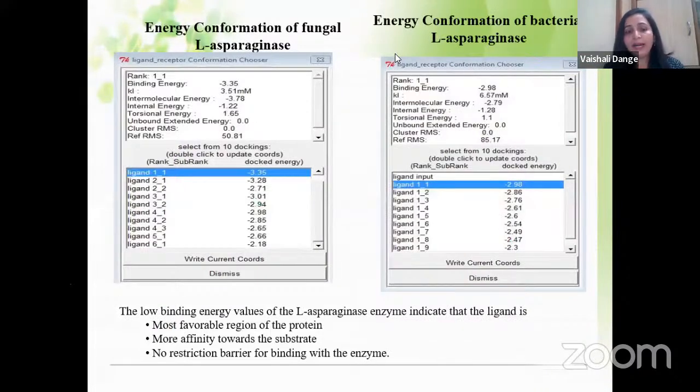Now, low binding energy values indicate that the ligand is in the most favorable region of the protein. I have got a very low binding value here, you can see minus 3.35. So it means that the L-asparaginase enzyme that I have isolated from the fungal culture is very proper and more favorable to its substrate or its ligand.